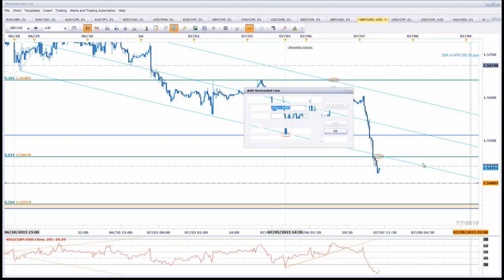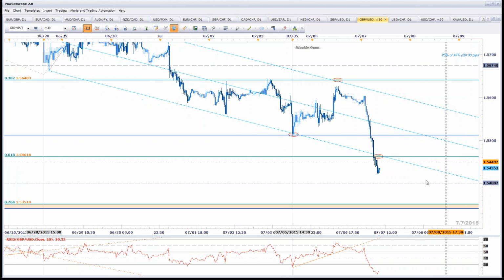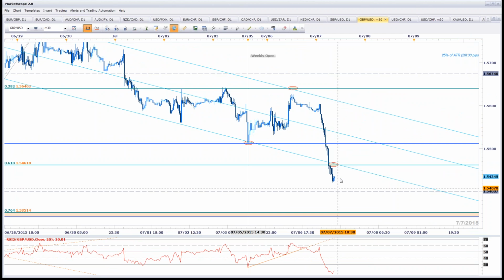But we'll highlight that there. That's sort of the amended levels here for the sterling dollar.